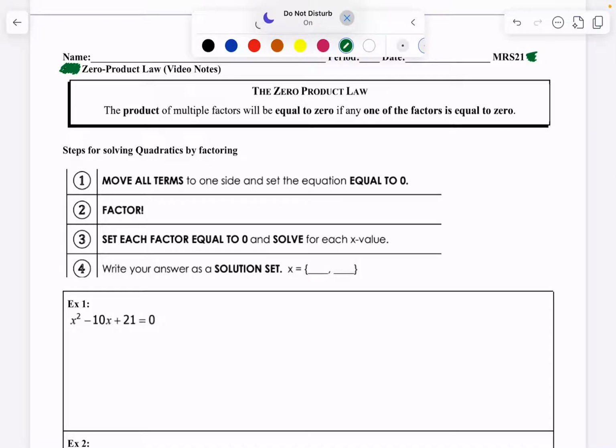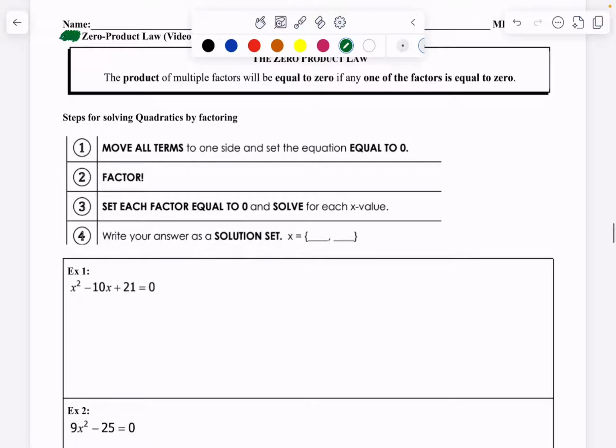Please take a moment to read it. So what it basically says is that after you factor a polynomial and you set it equal to zero, the factors will be equal to zero if one of the factors is equal to zero. So we are going to apply that method by using these 4 steps.